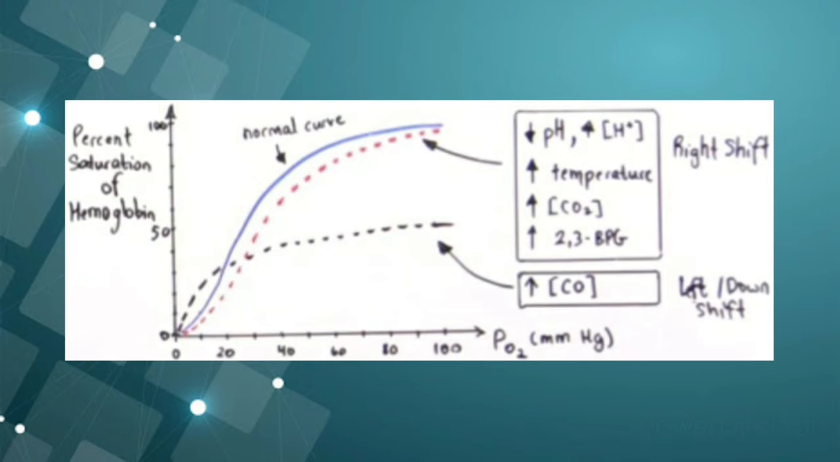From the graph, the blue curve is a normal curve, and the red curve is affected by low pH, high temperature, high carbon dioxide, and high 2,3-BPG. The black curve is affected by high carbon monoxide.